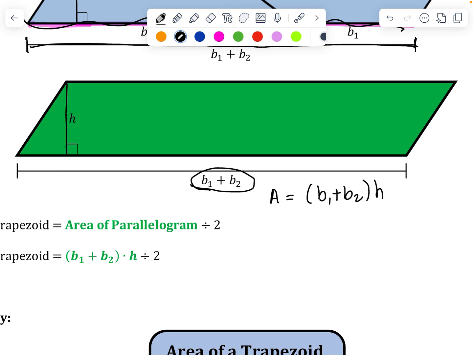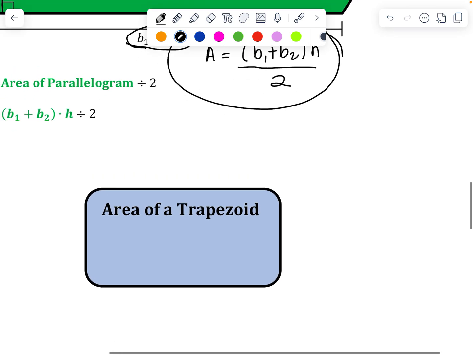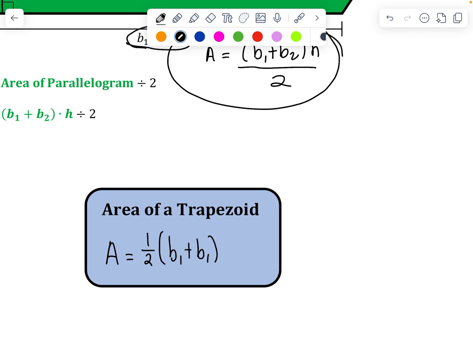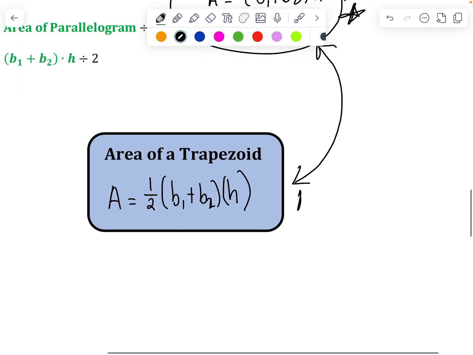But this was two trapezoids together. So that's for two trapezoids, and I just want one trapezoid. So we divide that by 2. And there's your formula for the area of a trapezoid. You can write it like this, the way I have it. Or remember, dividing by 2 is the same thing as multiplying by 1/2. So you can also do area equals 1/2 times base 1 plus base 2 times the height. Either one of these formulas works. When I'm typing it in my calculator, I do this, but when I'm writing it down, I do this.